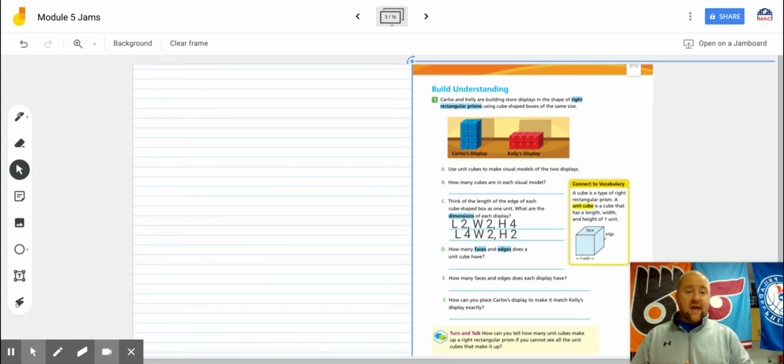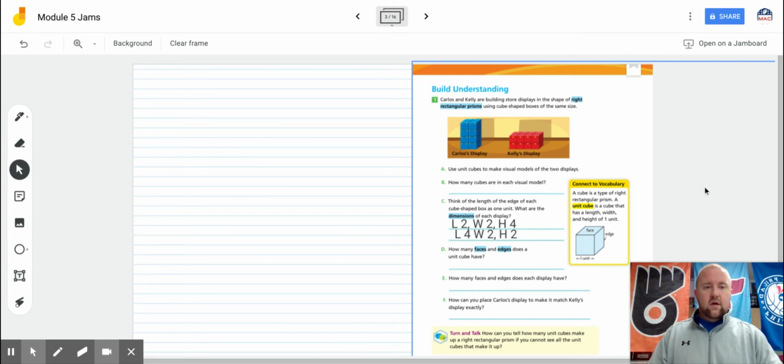Okay? The edges, if you're drawing these unit cubes, usually the edge is how many lines that you have. Well, I know if I'm counting the edges, it's easier sometimes when you have a picture of a unit cube. There's 4 edges on top. There's 4 edges on bottom, and then there's 4 that are on the sides. So that would make 12 total edges on a unit cube.